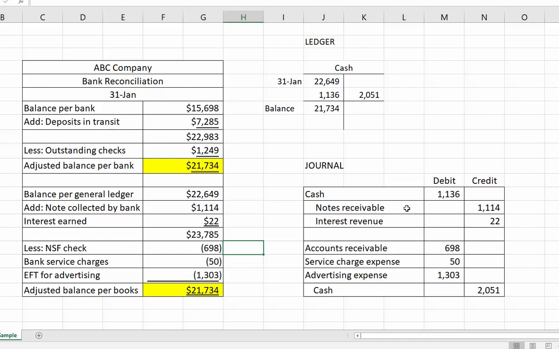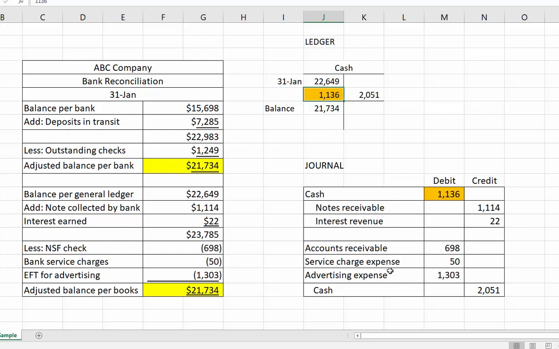We credited notes receivable. Notes receivable is also an asset. The customer, or whoever owed us the money, does not owe us the money anymore. So we're reducing our notes receivable by crediting it. And then we're crediting interest revenue. Remember, revenue has a normal credit balance, and we have revenue that we didn't have before. All right, so we're taking this 1136, and then what are we doing? We're posting it to our cash account. So our cash, we're going to increase it by 1136 for those two reasons.